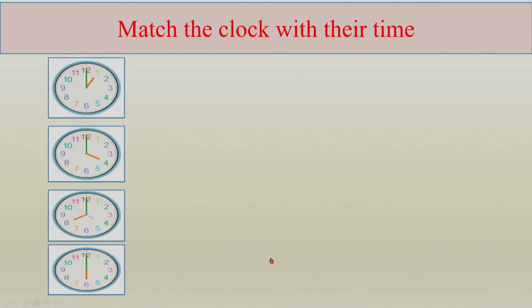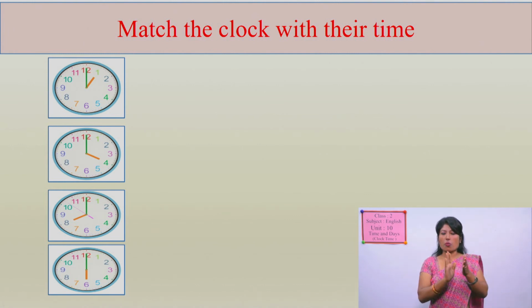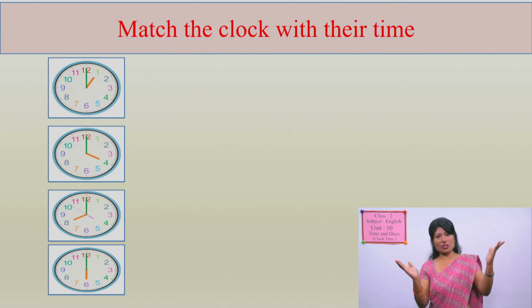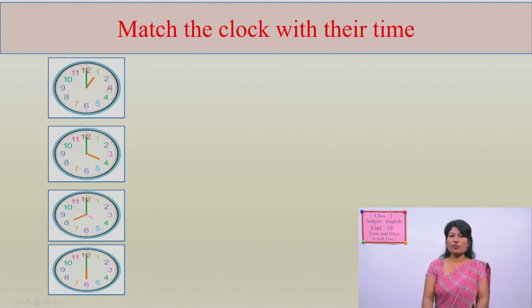Now match the clock with their time. So we have learned all the times: 1 o'clock, 2 o'clock, 3 o'clock, 4 o'clock, 5 o'clock, 6 o'clock. Likewise, we have learned up to 12 o'clock. Here I have 4 pictures of clocks. Observe the clocks properly and their hands, which numbers they are pointing to. The longer hand and the shorter hand. Look carefully at which time it is.